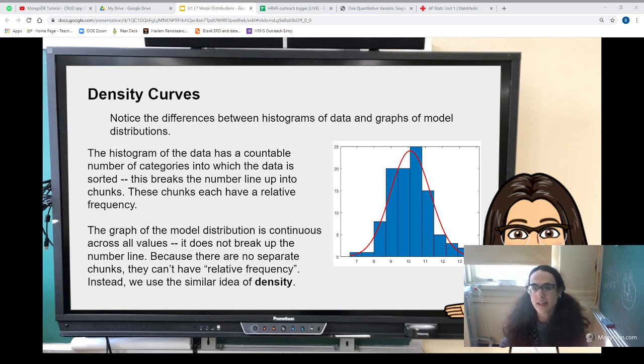So you can think of the probability as almost being heavier here in this range versus towards the tails. So when we think about the y-axis for this normal curve, the y-axis would not be relative frequency, it would be density. So these are going to be related but not identical concepts.